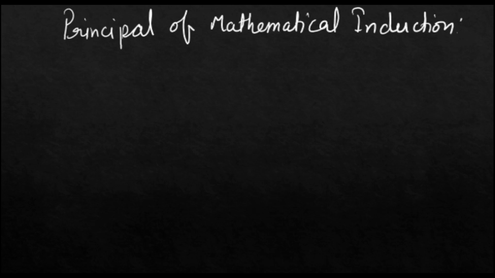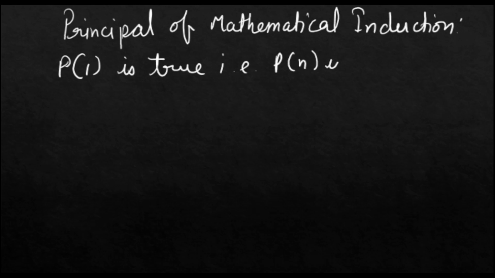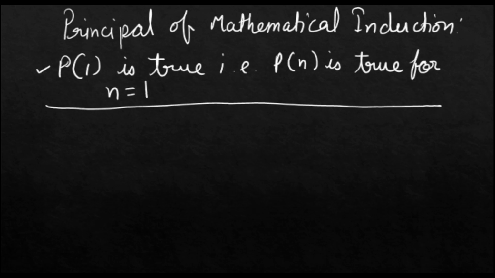By the principle of mathematical induction, if P1 is true, as we did earlier, that is, Pn is true for n is equal to 1. This notation in the binomial theorem. This is the first part.